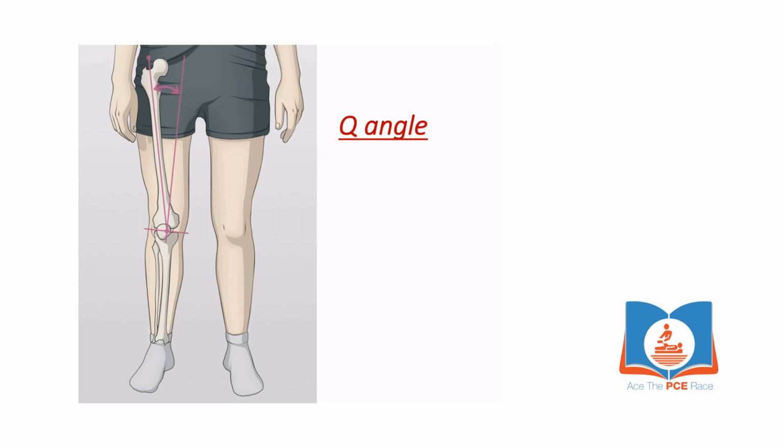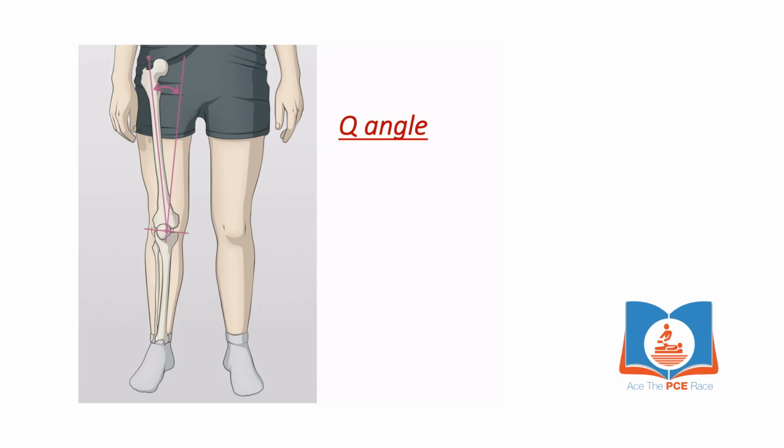Therefore, we can say that the estimated line of pull of the quadricep muscle lies somewhere on the line that we just drew from ASIS to the midpoint of the patella. Here we go, that's all we need to remember. Now you know why we drew the line from ASIS to the midpoint of the patella.